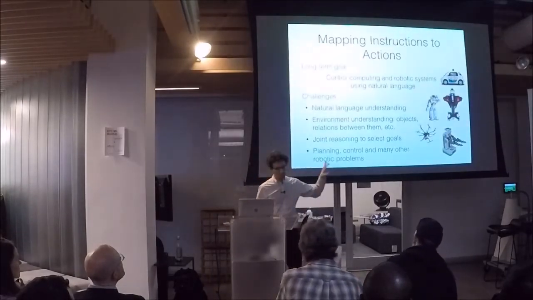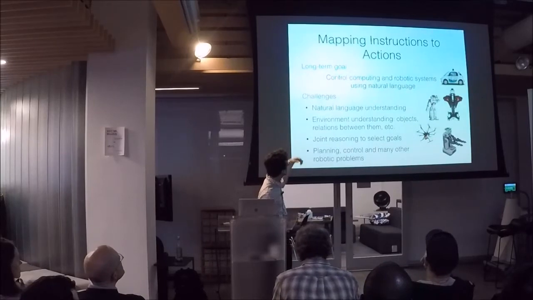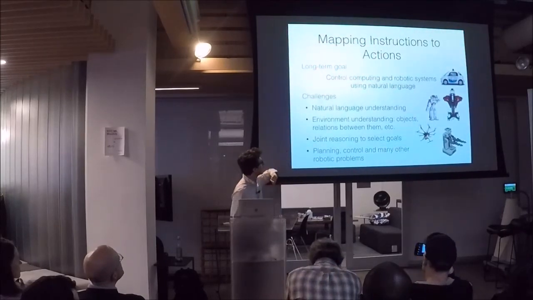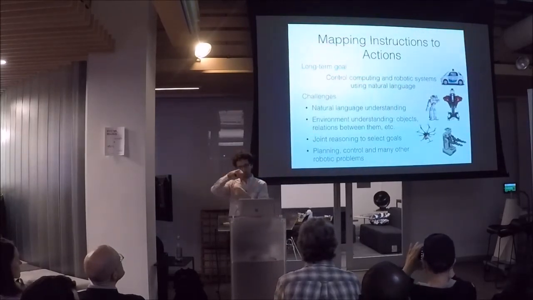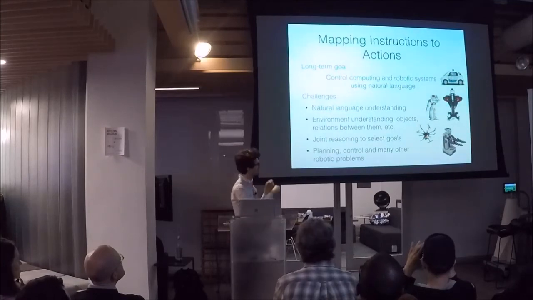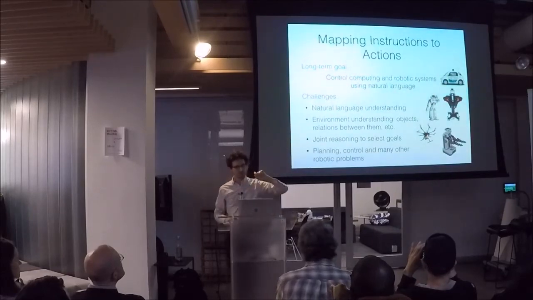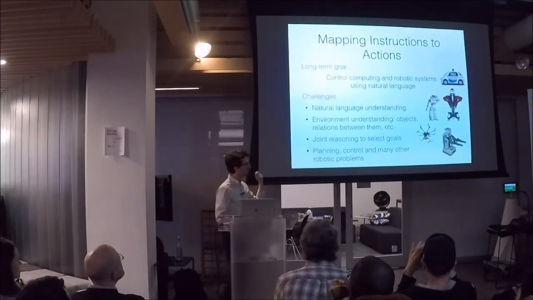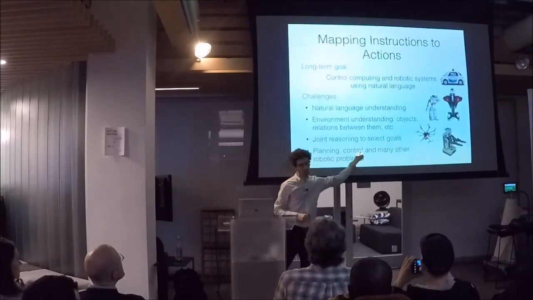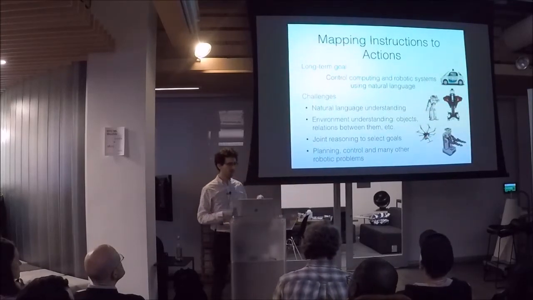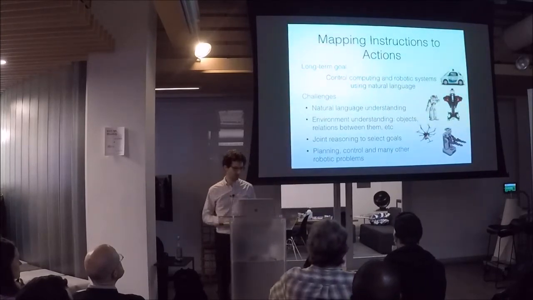Okay, so solving this problem, or anything more than this very tiny example, requires solving a lot of challenges. We have to solve the natural language understanding problem, which is pretty challenging. We have to solve a lot of vision and perception problems. The robot has to perceive the environment, understand what objects are there and what the relations between them are. Then we have to do joint reasoning about these two inputs to understand what goals the agent has to achieve in order to complete the task. And then solve all these planning and control problems, all these robotic problems that require us to generate actions at a relatively low level to control actuators.